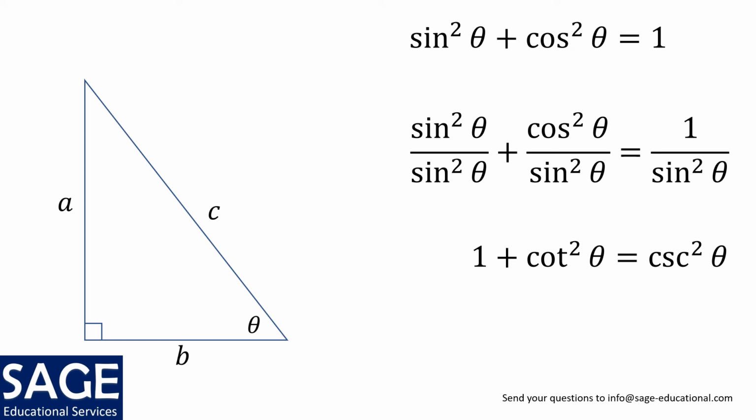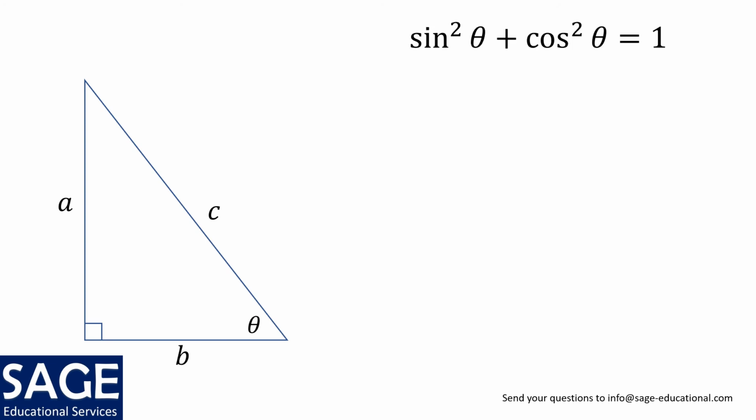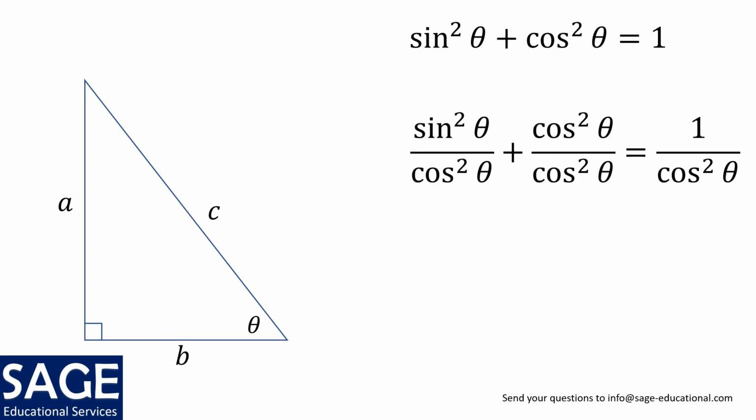For the third trig identity, I will start again with sine squared theta plus cosine squared theta equals 1. This time I will divide everything by cosine squared of theta. So sine squared theta over cosine squared theta equals tangent squared of theta. Cosine squared theta over cosine squared theta is equal to 1, and 1 over cosine squared theta is equal to secant squared theta. So there is the third trig identity.